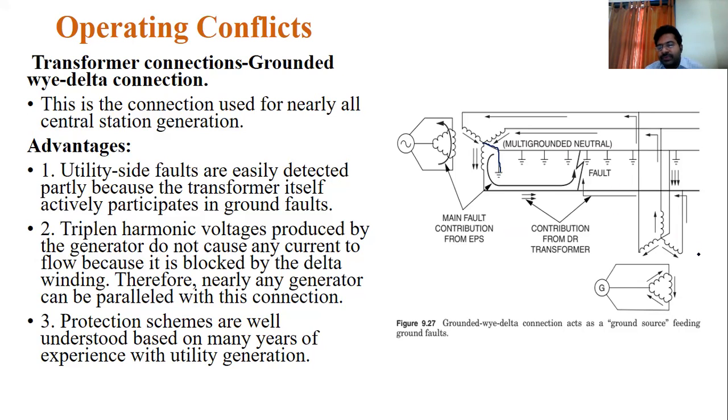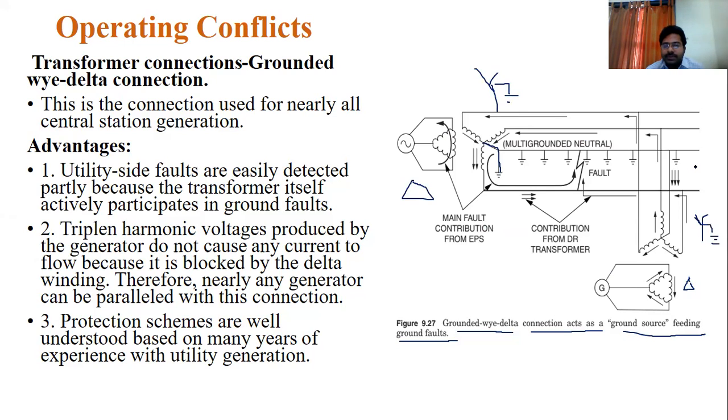Now see the different types of transformer connections. The star to delta connection acts as a ground source feeding ground faults. Now see this diagram. This is the delta connection. This is the grounded Y connection. At the same time, this is the delta connection. This is the Y connection, the grounded Y connection. This is also the delta connection, and this is also the Y connection, nothing but the star connection.